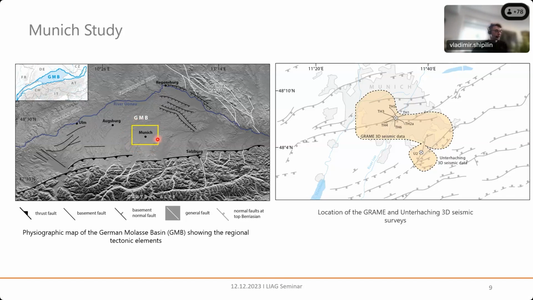And here I had two 3D seismic surveys at my disposal. One is a Grämer 3D cube and another one the Unterhaching 3D survey. These 3D data sets have already been interpreted by former LIAG colleagues, Ewald Lüschen for the case of Unterhaching and Jennifer Zisch for the case of Grämer. And those interpretations were taken into account in my fault analysis.